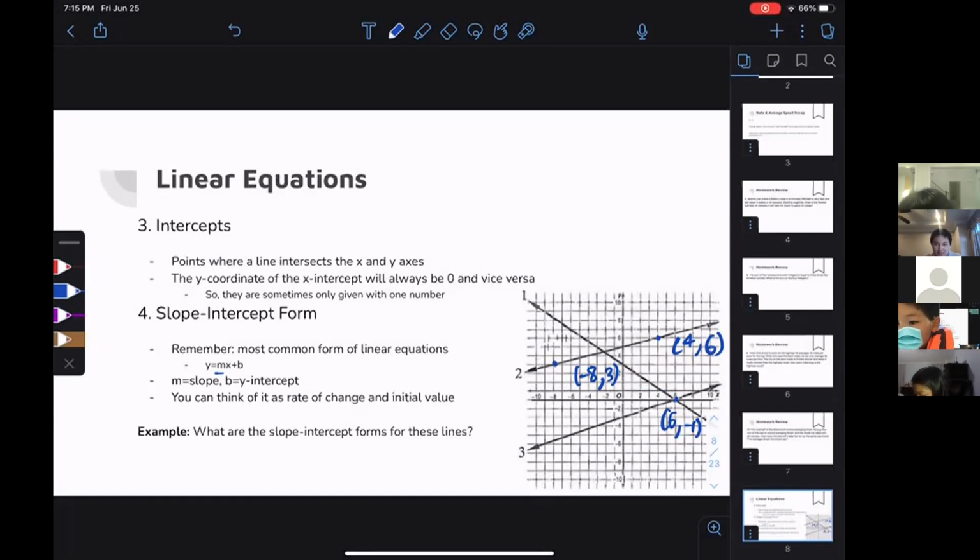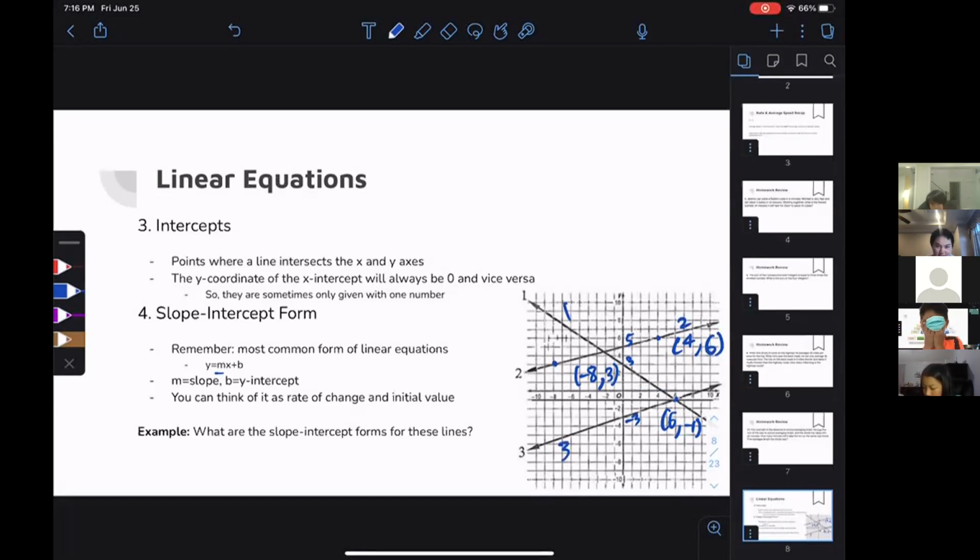Given those points, I'd like you all to find the slope-intercept forms of these lines. And if you can't see the y-intercept points really clearly, then I'll mark them as well. This one looks like 5, this one looks like 3, and this one looks like -3. So given that, I would like you to find the slope-intercept forms of these 3 lines. I'll label them 1, 2, and 3 here.